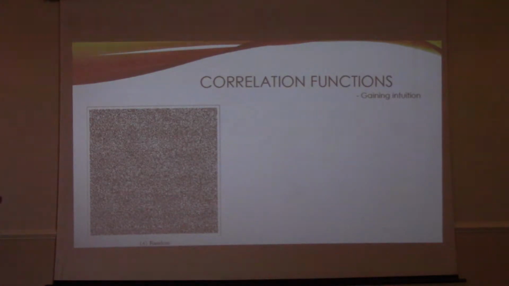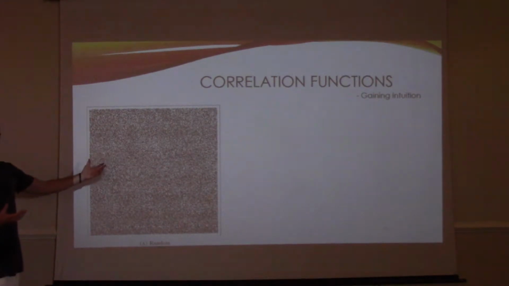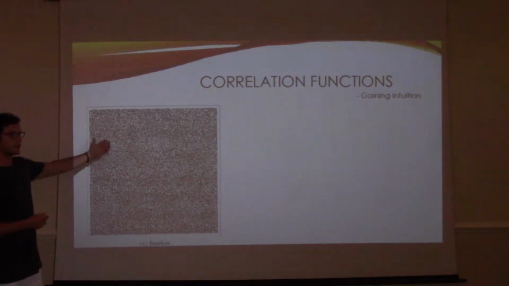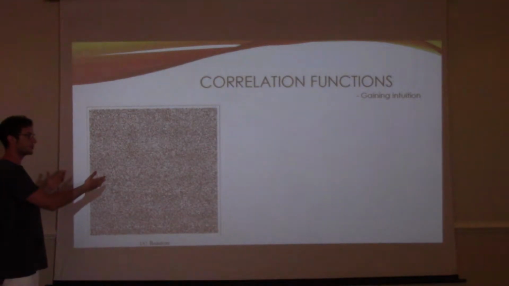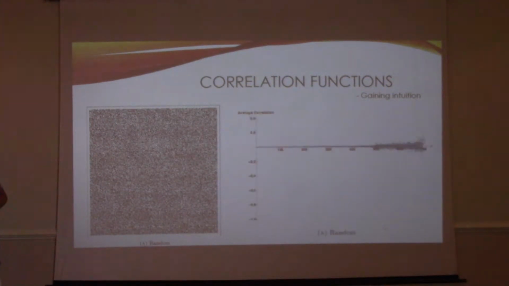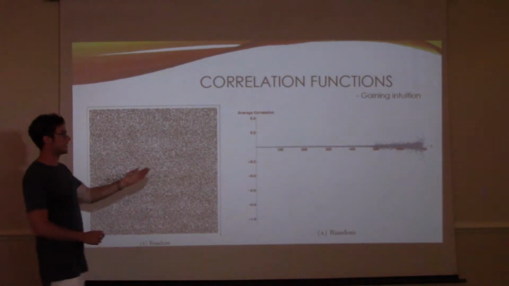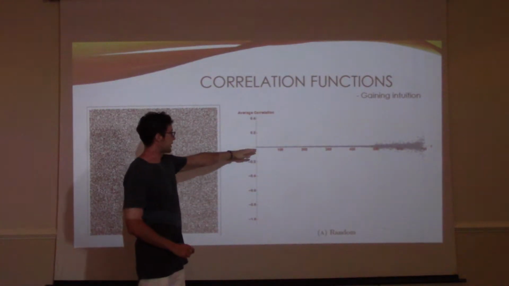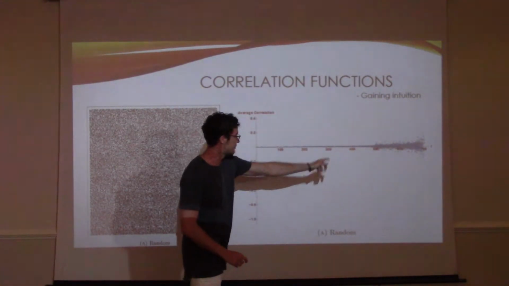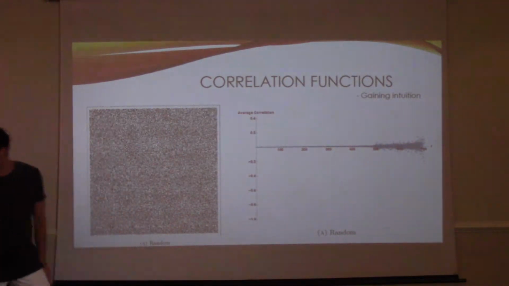Just before we get a bit of intuition of these correlation functions, let's see what it would look like on some basic examples. Take a random grid, where 1s and 0s are randomly distributed. What we expect, of course, is zero correlation. We don't expect any correlation here, and in fact, this is what we get. This is just the average correlation as a function of distance.